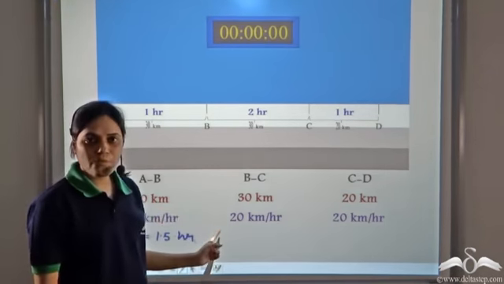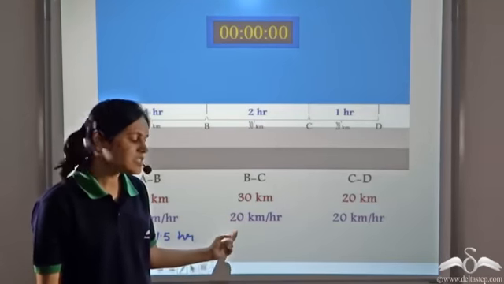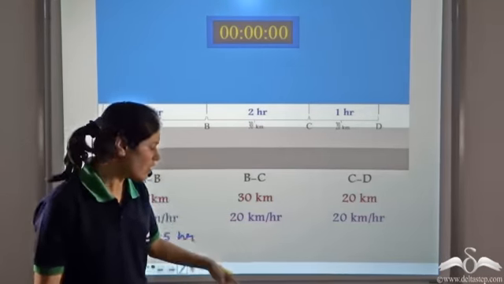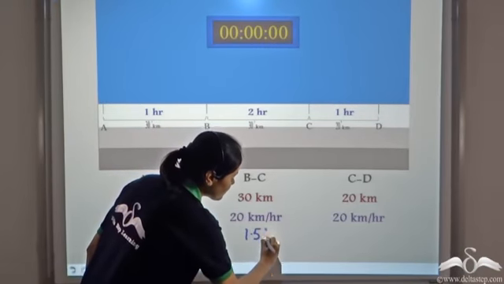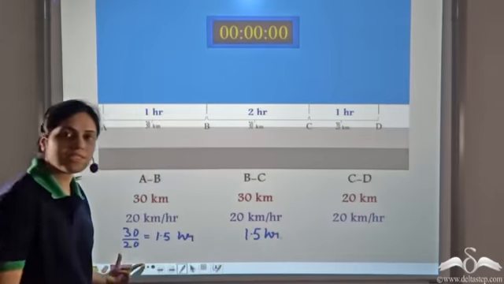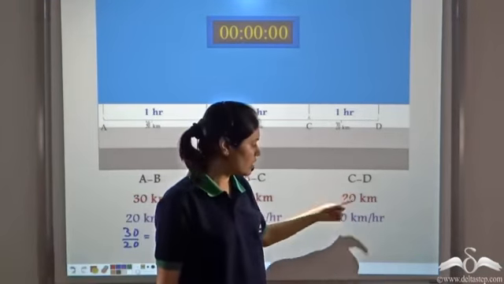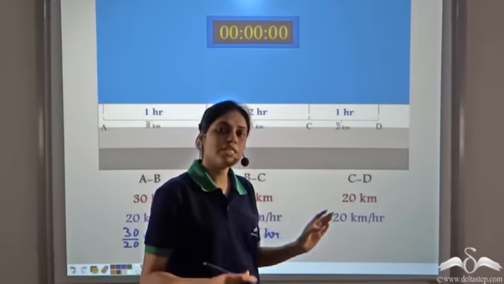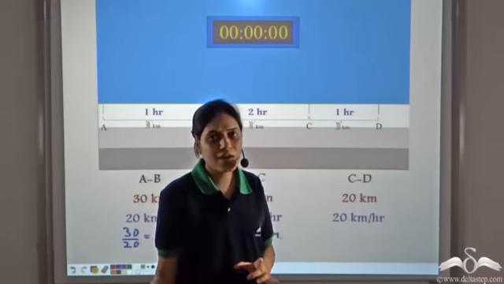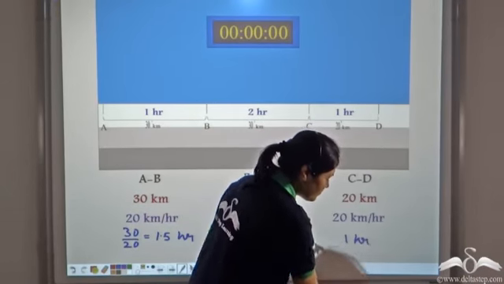What would be the case for B to C? 30 kilometers is the distance, speed is 20 kilometers per hour. So again, time taken will be 1.5 hours. It is the same as this case. And what would be the case for C to D? 20 kilometers is the distance and speed is 20 kilometers per hour. So the time taken will be 1 hour.